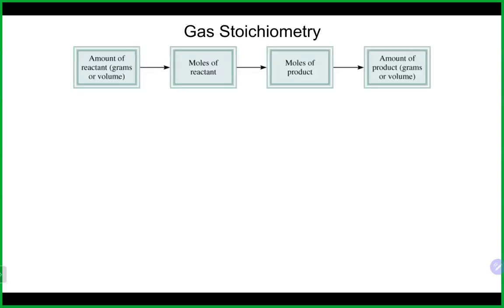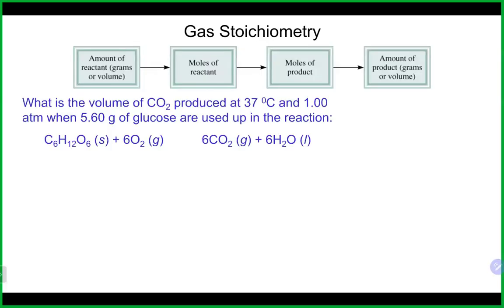All right, so why don't we try one here? What is the volume of CO2 that's produced? Put an arrow too, that'd be helpful. At 37 degrees Celsius and 1 atmosphere, if 5 grams of glucose are used up in this reaction. So some numbers will be helpful.